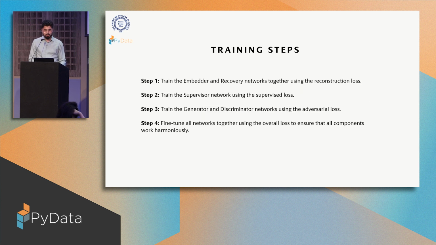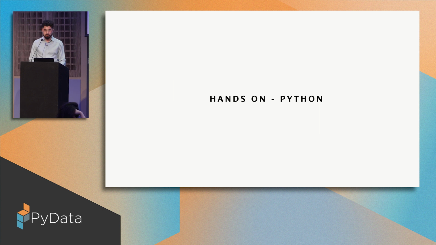Now, the training steps. First, we train the embedder and the recovery networks together using the reconstruction loss. Then we train the supervisor network using the supervised loss. This, as already mentioned, is optional because if you don't have a supervisor, you just skip this step. Then we train the generator and discriminator networks using the adversarial loss. And finally, we fine-tune all networks together using the overall loss to ensure that all components work harmoniously.